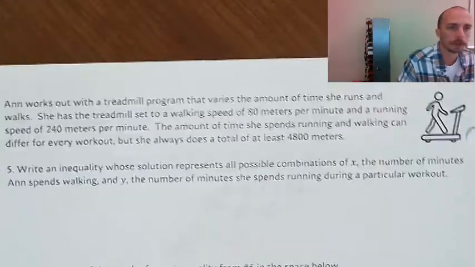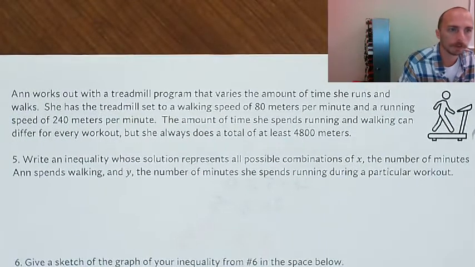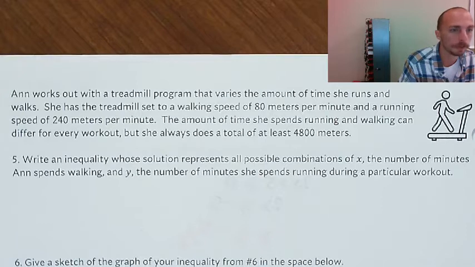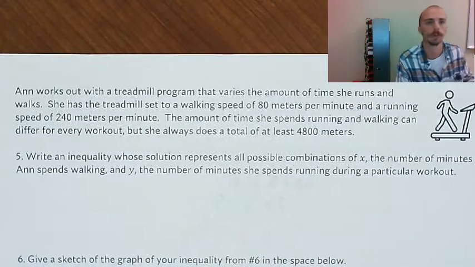Anne works out with a treadmill program that varies the amount of time she runs and walks. She has the treadmill set to a walking speed of 80 meters per minute, a running speed of 240 meters per minute. I hope those are accurate. The amount of time she spends running and walking can differ for every workout, but she always does a total of at least 4,800 meters. Okay, that at least means we're going to have a greater than or equal to 4,800 somewhere.